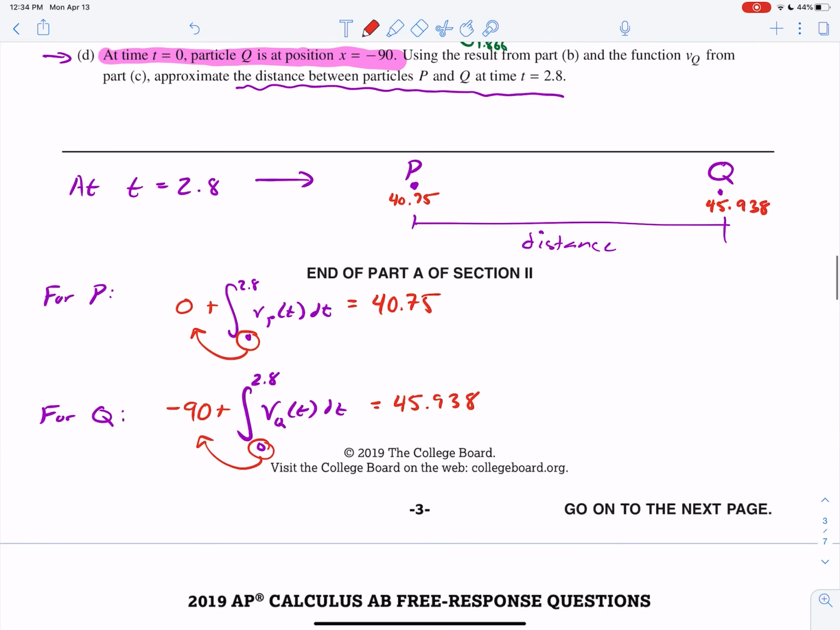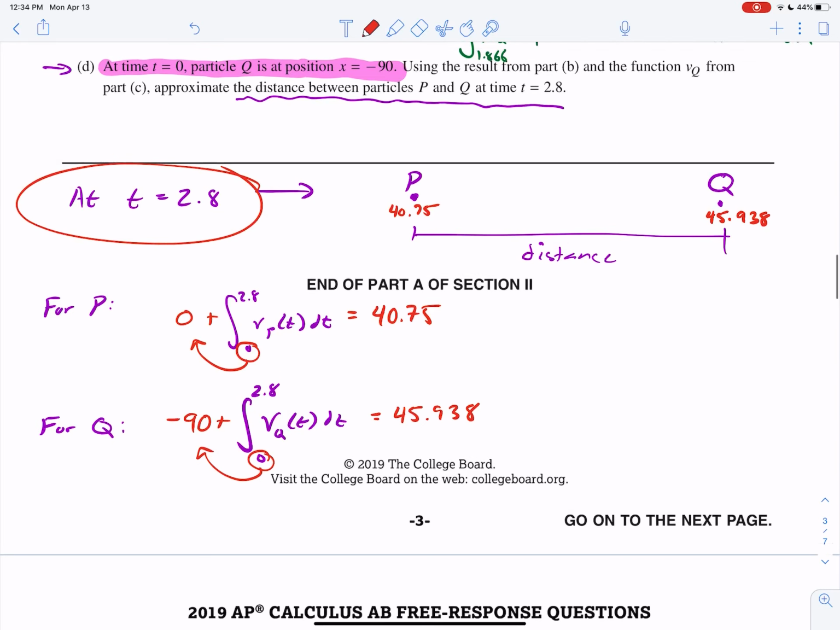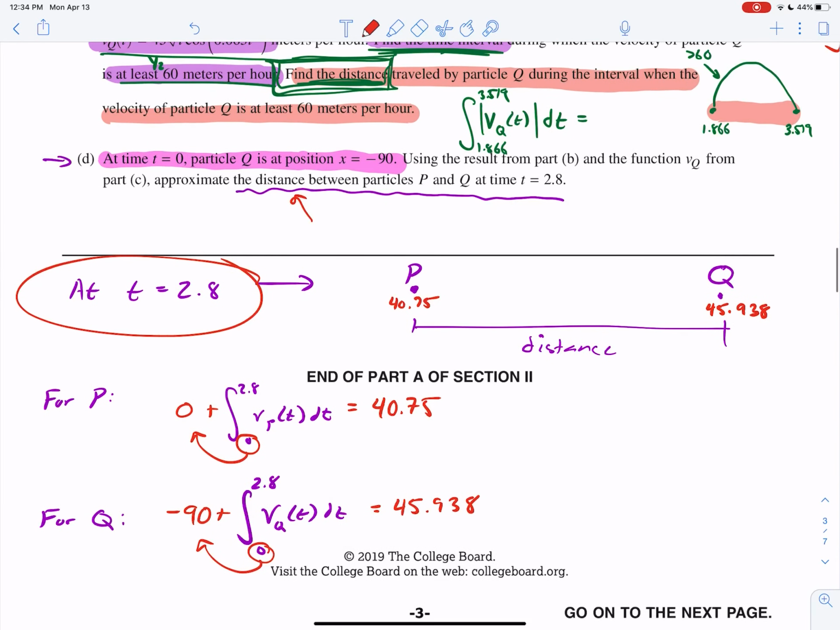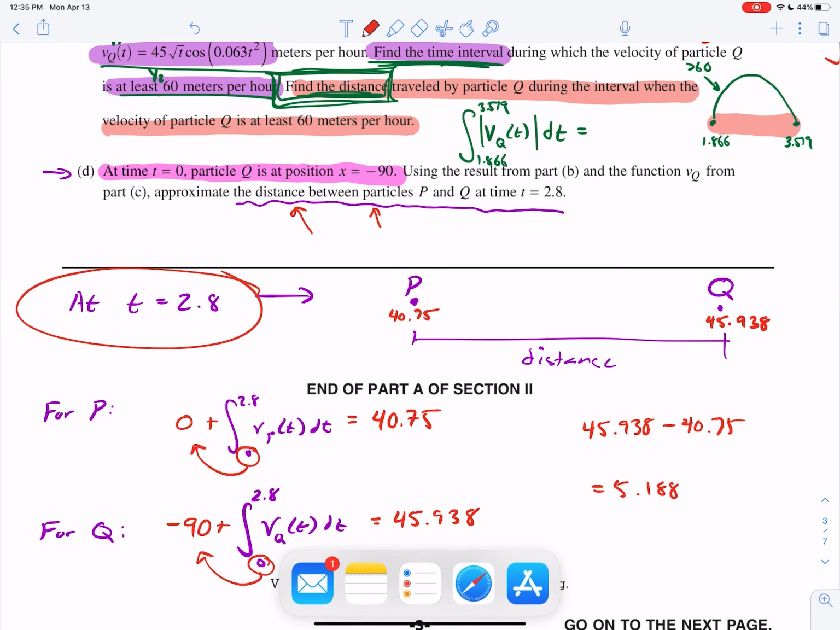So what did we just find? At t equals 2.8, we now know where they are. But that's not what they're asking for. They're asking, how far are they from each other? What's the distance? We just subtract the two. 45.938 minus 40.75 should give you about 5.188 or 187, depending on what you did. No need for units, so I'll just leave it at that. And that's it.